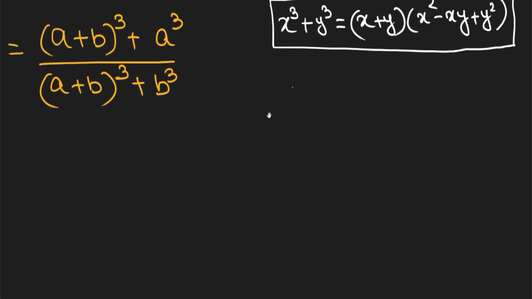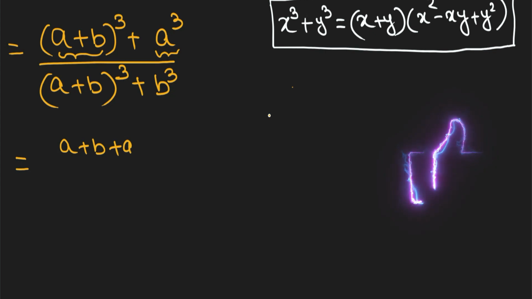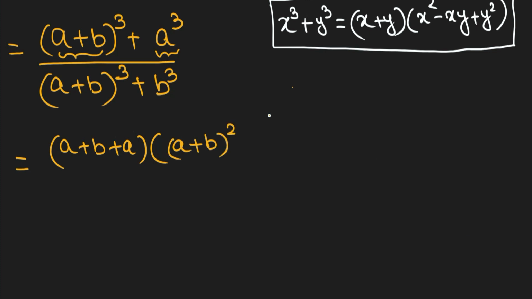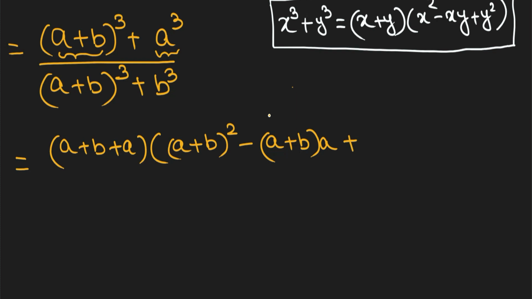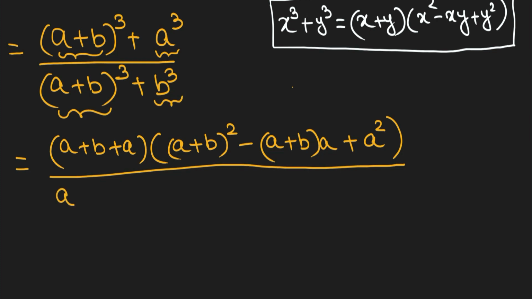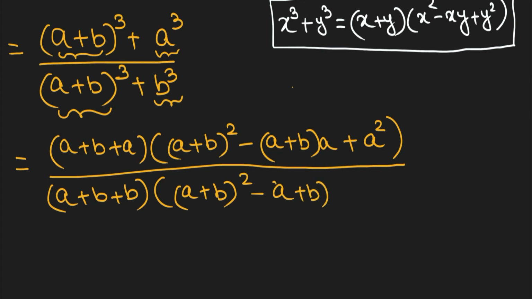Applying this formula here, we can write this equation as x plus y, that is a plus b plus a, whole multiplied with x square, that is (a plus b) whole square, minus xy, that is (a plus b) into a, plus y square, that is a square, whole divided by x plus y, that is a plus b plus b, whole multiplied with x square, that is (a plus b) whole square, minus x into y, that is (a plus b) into b, plus y square, that is b square.